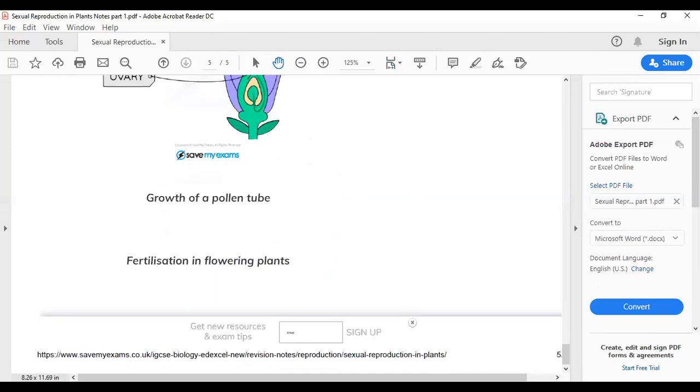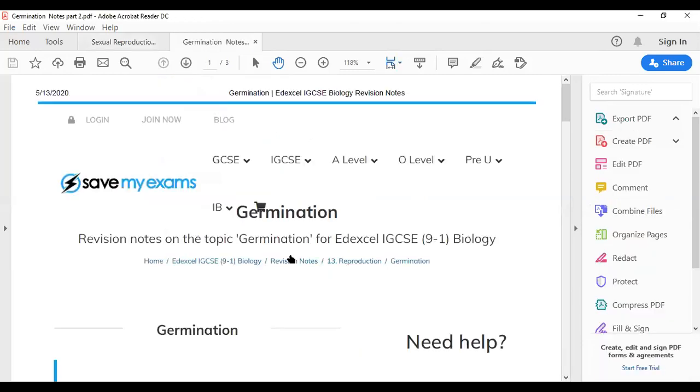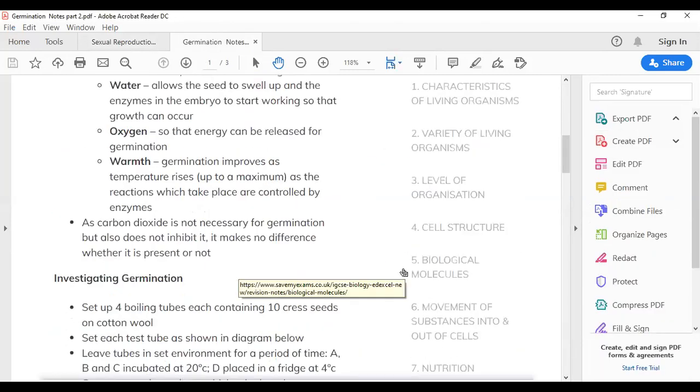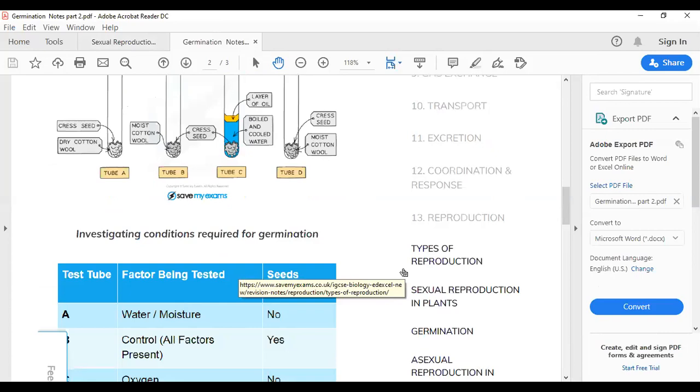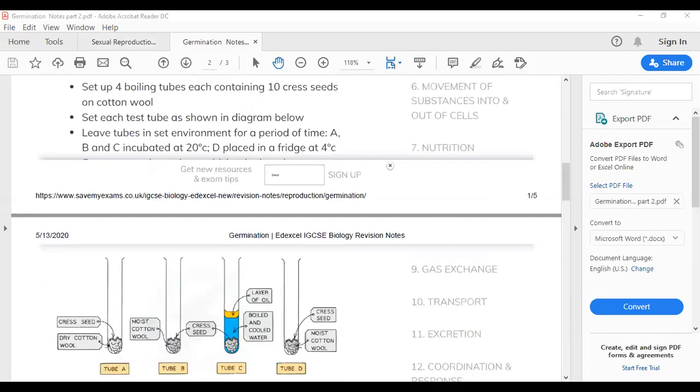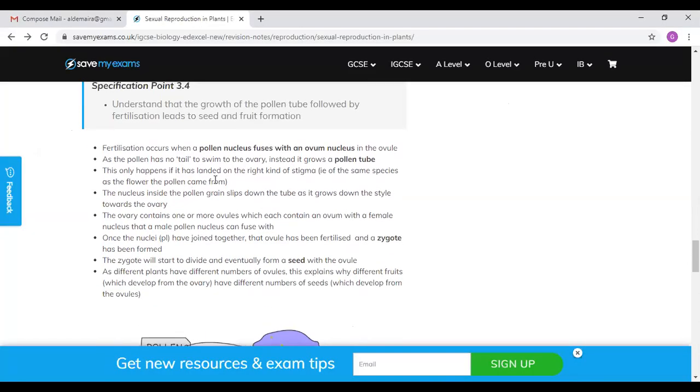Let me see if I can pull up the notes on fertilization for you. Oh, all right. It seems that I didn't get notes for fertilization, so let me go back and get it. All right, so let's go through the steps of fertilization.